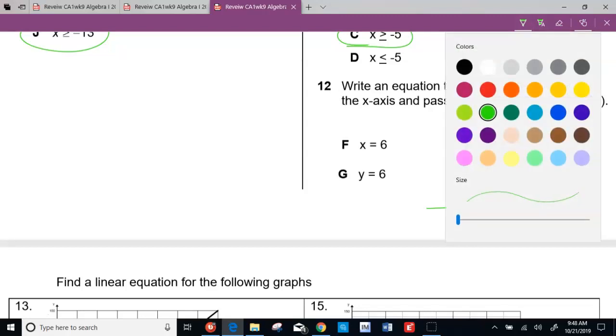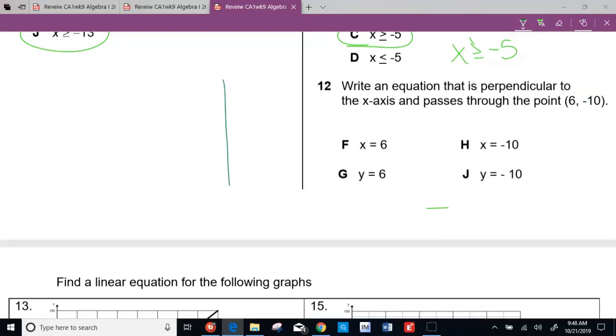Let's say we have a grid, a coordinate plane. We know we have a point at 1, 2, 3, 4, 5, 6, -10: 1, 2, 3, 4, 5, 6, 7, 8, 9, 10. So for the sake of argument, we have a point right here at (6, -10).